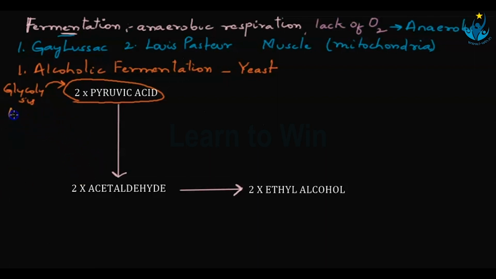The first step is called decarboxylation. So what is decarboxylation? Decarboxylation is loss of carbon dioxide. Who is losing carbon dioxide? The pyruvic acid will lose a carbon dioxide molecule. How many pyruvic acids? 2. So you will lose 2 carbon dioxide molecules.